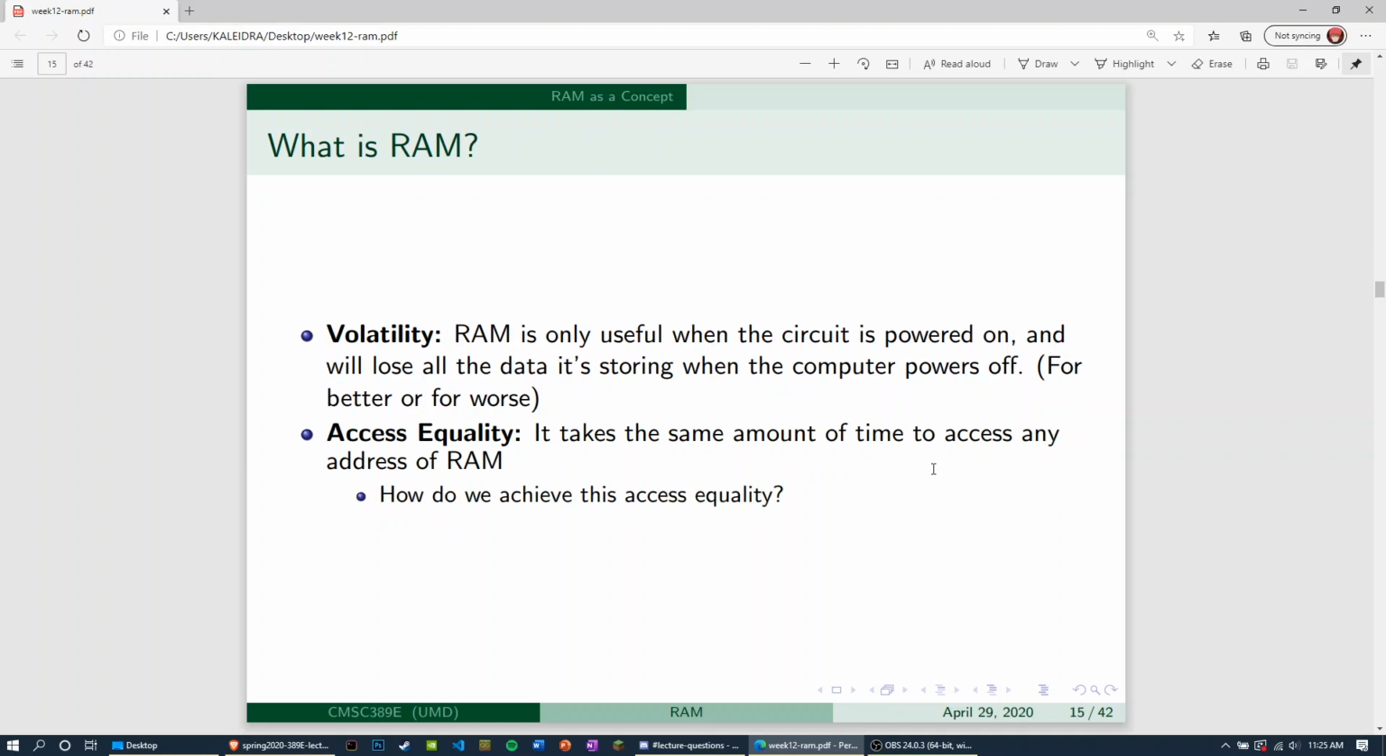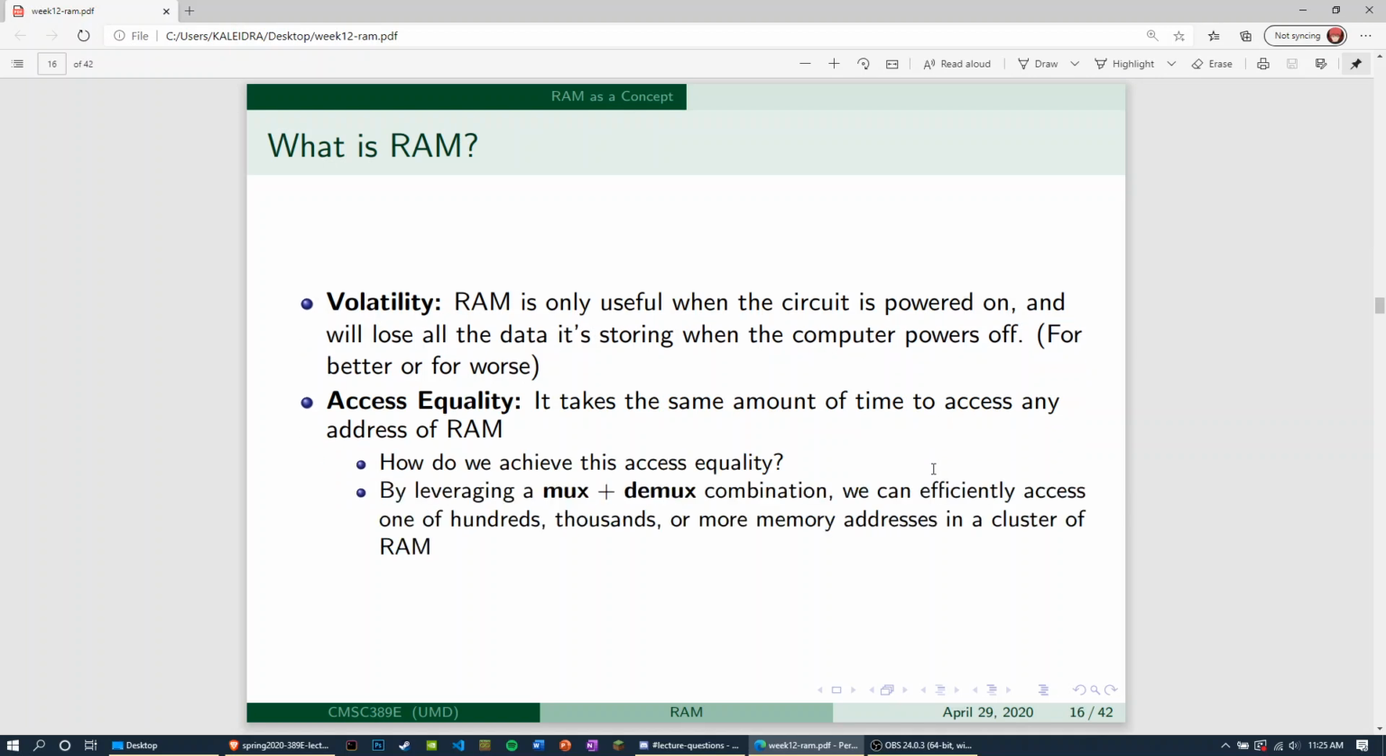So how do we achieve such access equality? Well, it's quite simple. We leverage the mux and demux combination so we can access one of hundreds, thousands, or even more memory addresses in a cluster of RAM, right? We did talk about this, by the way, in a previous lecture, about how your computer would look very spaghetti if we didn't have mux and demux. So this is kind of where we're getting at that, right?